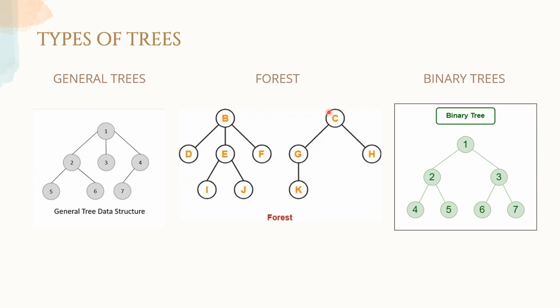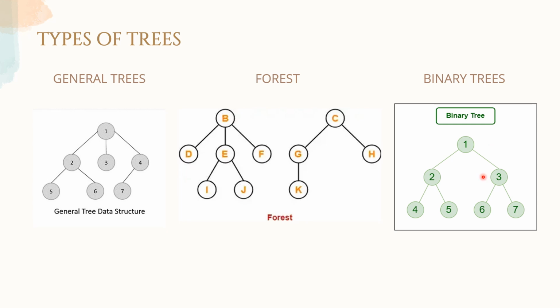The types of trees are illustrated over here. General trees, in which a node can have any number of children. Okay, this is the general tree. And forest, in the sense you can have more number of trees, and there is no relationship between this tree and this tree.